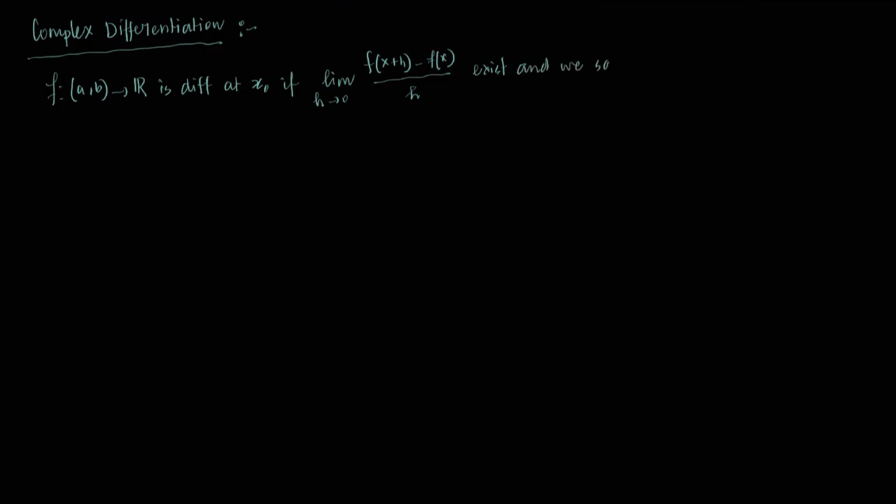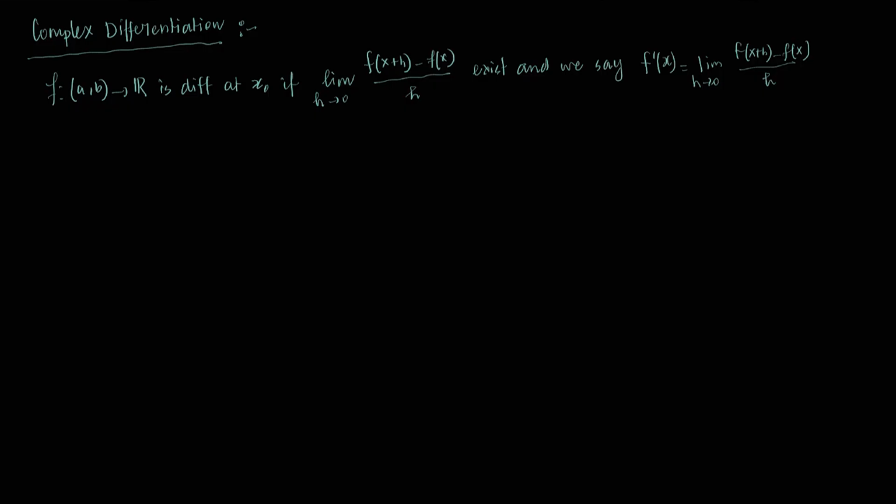we say f prime of x is nothing but this limit. So we say f is differentiable at the point x naught. That is what we define. So this is our definition from (a, b) to R, or R to R.